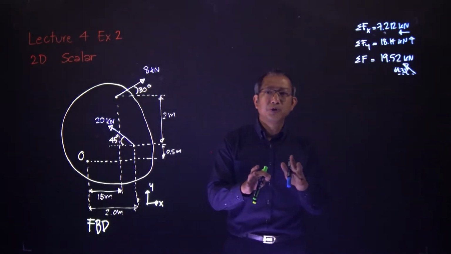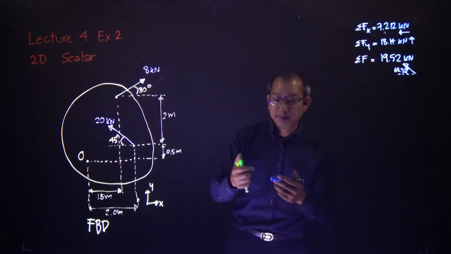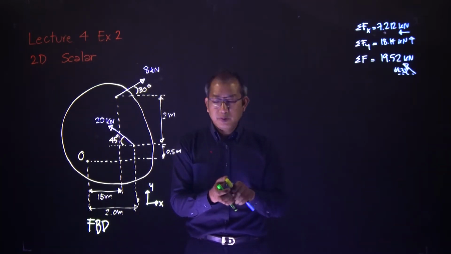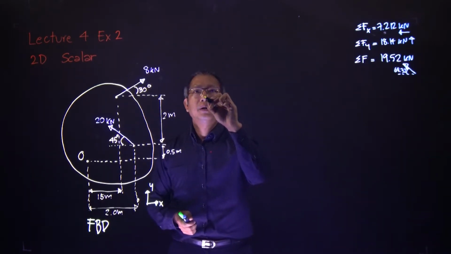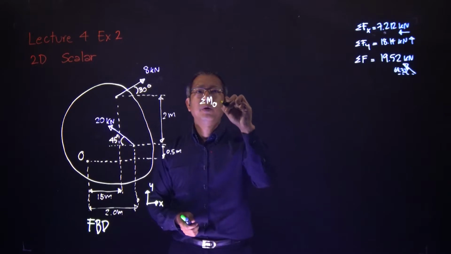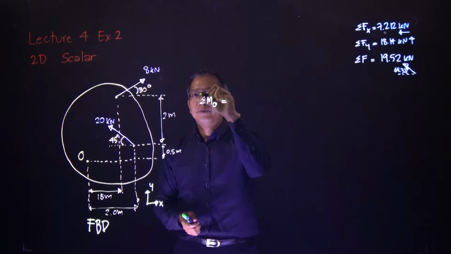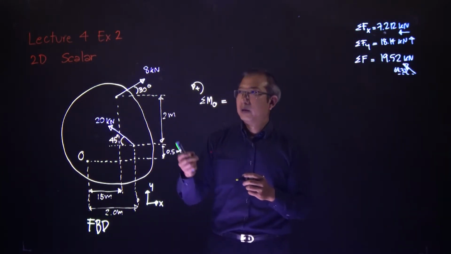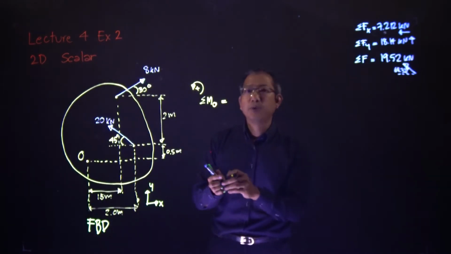Now it's time for us to solve for the summation of moment about point O, of course. So, as usual, we'll start with the pattern we know. Sigma moment about point O is equal to, well, let's say anti-clockwise positive, to make our life easier. Let's start with the force of 8 kilonewton first. 8 kilonewton, of course, has two components.